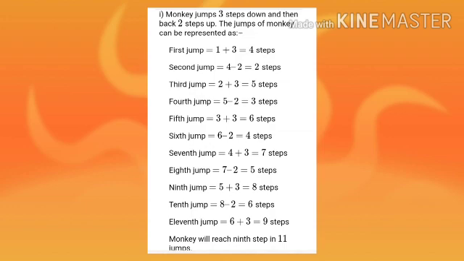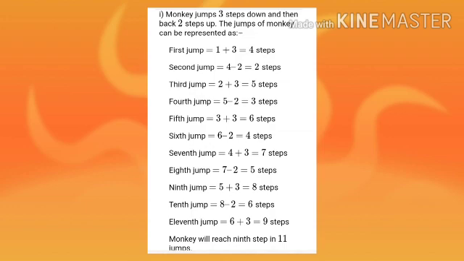Then on the second jump, he was on the 4th step. Then he moves 2 steps back. Therefore, it is represented by minus 2. 4 minus 2 is equal to 2. The monkey was presently at the second step.